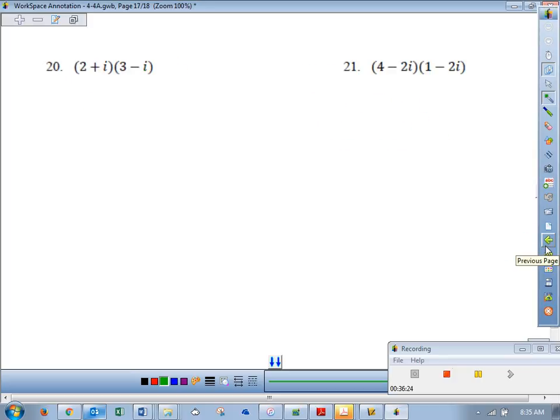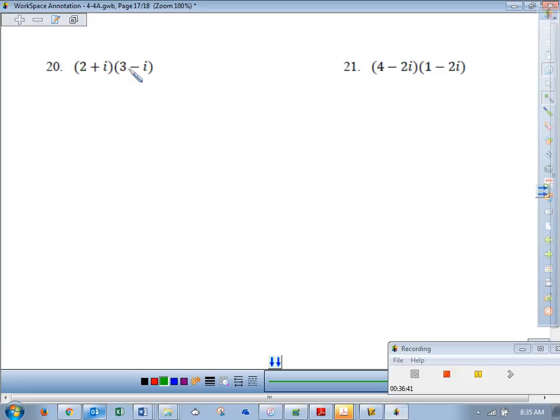What do they want me to do with these guys now? Multiply. Question, are they conjugates of each other? Are those conjugates of each other? 2 plus i, 3 minus i. Conjugates? No. They have to be the exact same thing. This is a 2, that's a 3, not the exact same numbers.